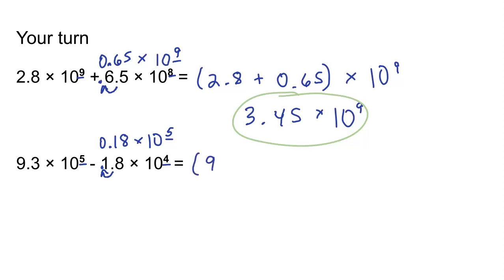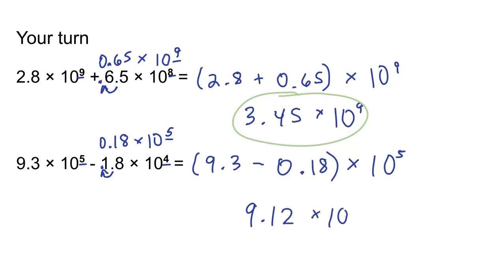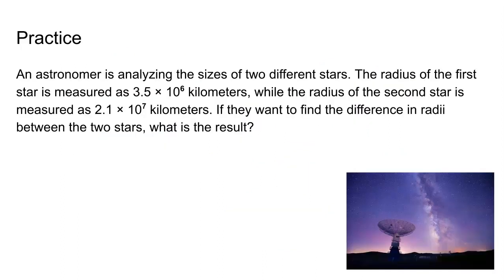So that gives you 9.3 minus 0.18 times 10 to the 5th power. And 9.3 minus 0.18 is 9.12 times 10 to the 5th power. And that's the final answer. Now it's time for more practice. An astronomer is analyzing the sizes of two different stars.